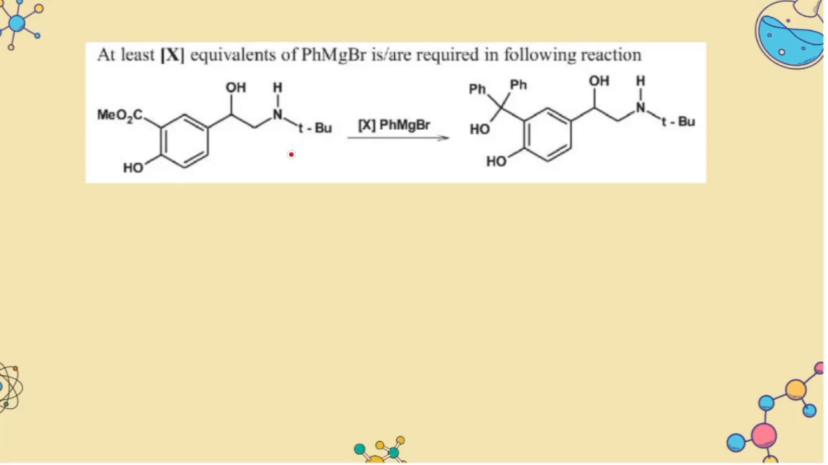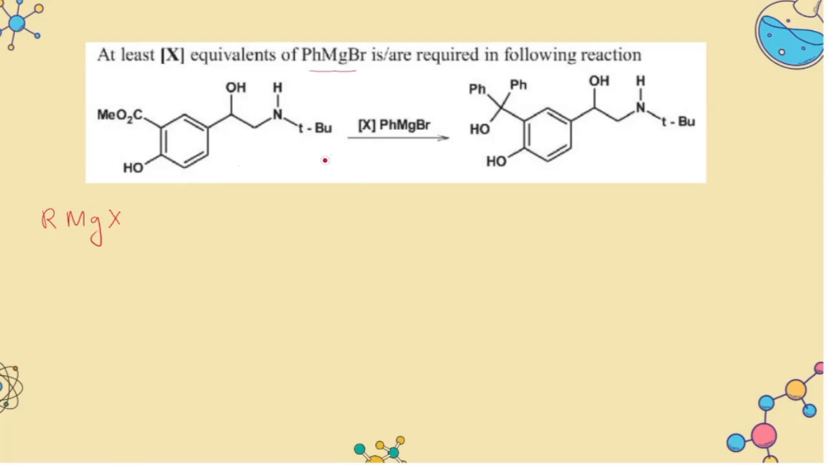Today I am solving a question based on the Grignard reagent. What is Grignard reagent? Grignard reagent is commonly represented as RMgX, an organometallic compound where R is either an alkyl or aryl group and X is the halogen.